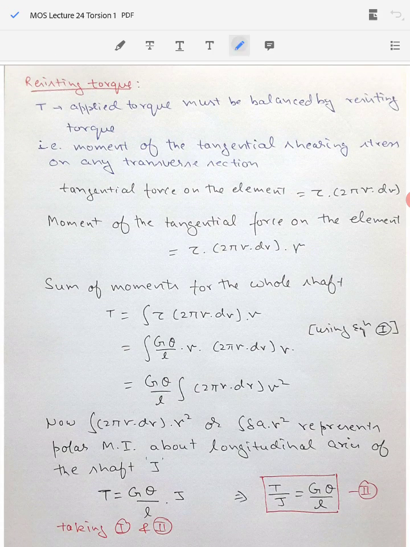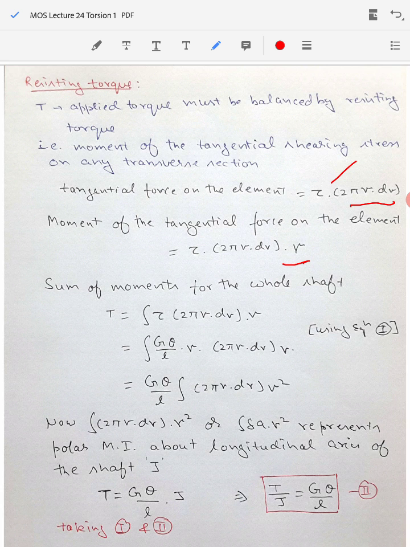So the tangential force on the element is tau multiplied by the area on which it is acting, because this is the elemental ring we are talking about here. The ring has the radius r and a width dr, so the circumference is 2 pi r, and multiplied by dr it is the area on which the shear stress tau is acting, which gives us the force. Now the moment of this force will be obtained by multiplying further by r, which gives the moment of the tangential force on this elemental ring. Now if you want to find the complete resisting moment for the whole shaft, which is equal to the applied torque T, then T will be equal to the integral of tau times 2 pi r dr times r.